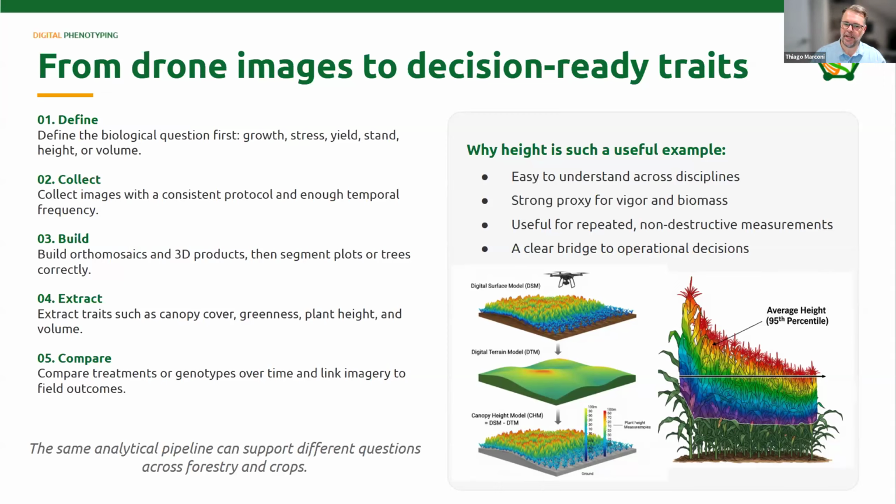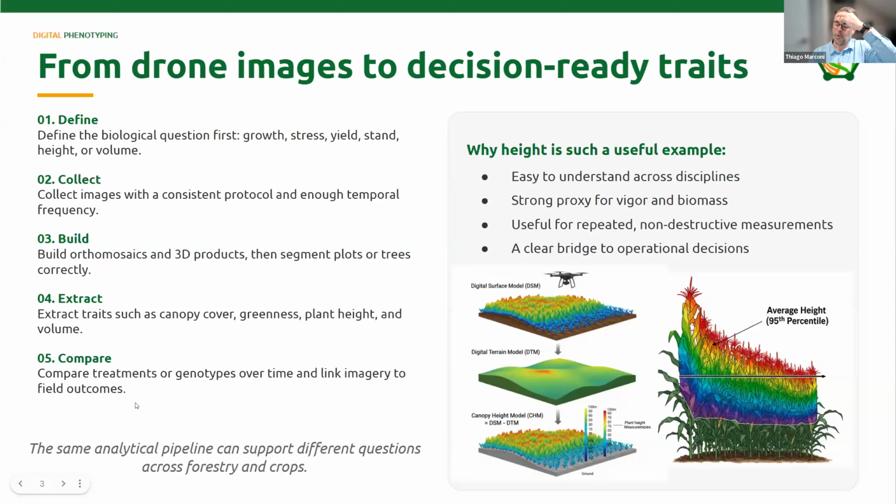After that, you can extract all the traits, such as, just a few examples here, canopy cover over time, or how green your plant is over time, plant height, and especially for biomass crops, that I'm going to show you one today, that is sugarcane, volume. It's very important because it's directly correlated to yield in sugarcane, okay? And with that, we can easily compare treatments, varieties, genotypes over time, right? And really link the data that we're extracting from the images to what we're seeing in the field, right?